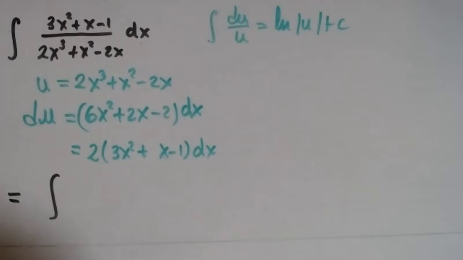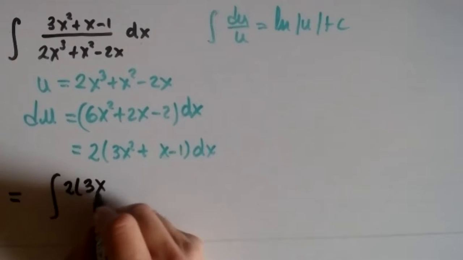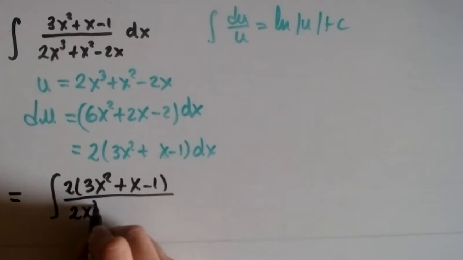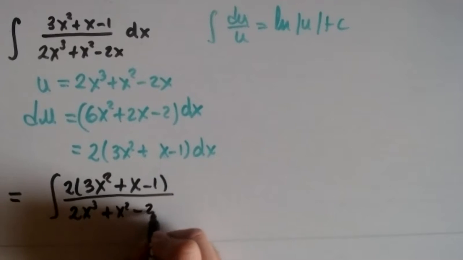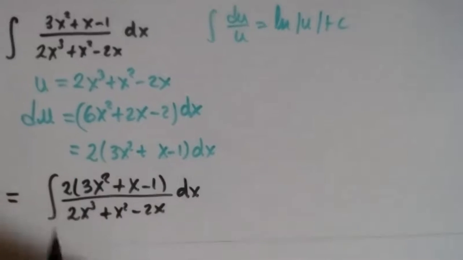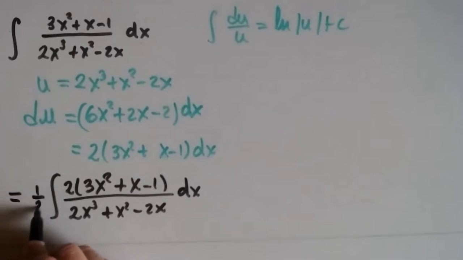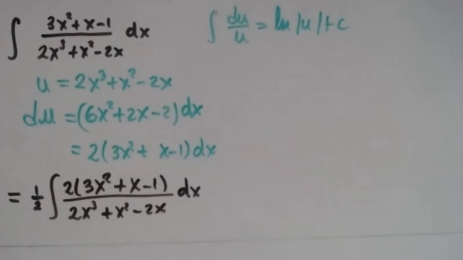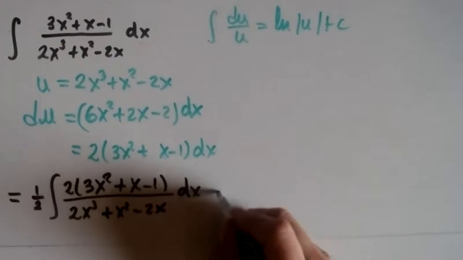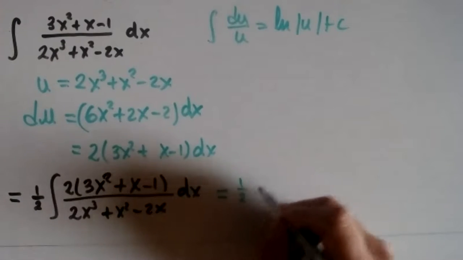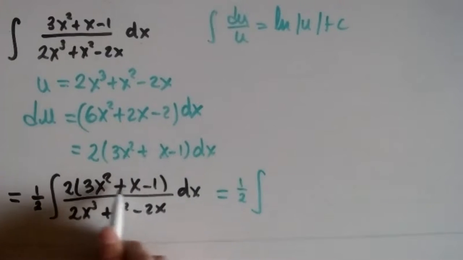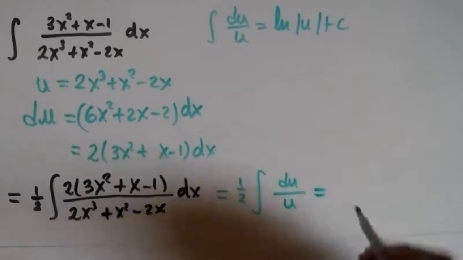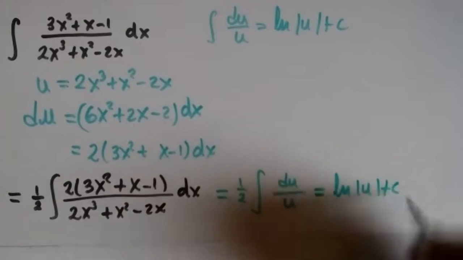So I'm going to put the 2: 3x squared plus x minus 1 over 2x cubed plus x squared minus 2x. And because I put a 2, I'm going to cancel the 2 with the 1/2 outside. So these 2's are going to cancel, and I have the same expression. Then I change my expression as 1/2 integral, and all this at the top is the du, all this is u. My solution obviously is ln u plus c.